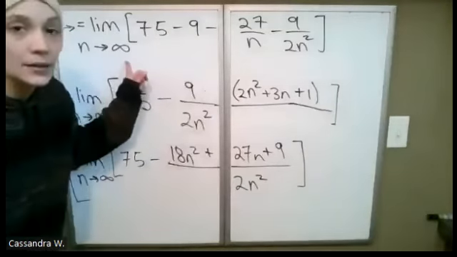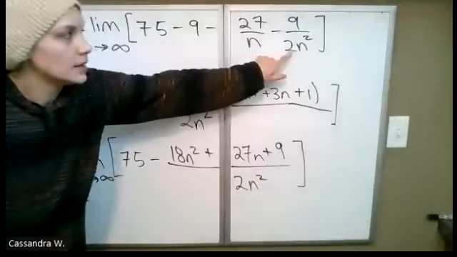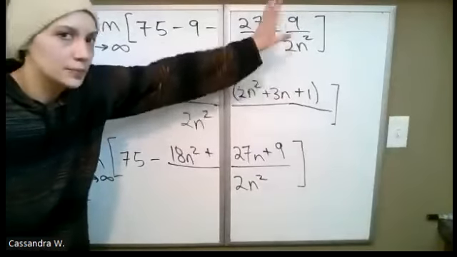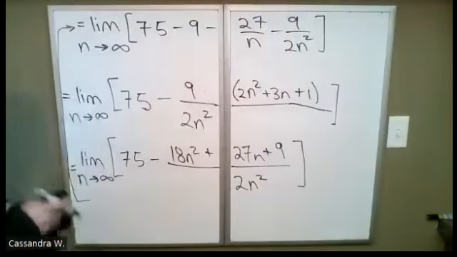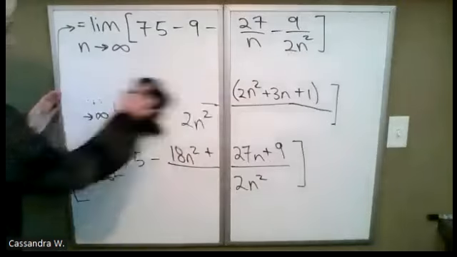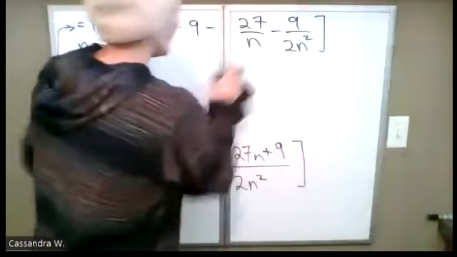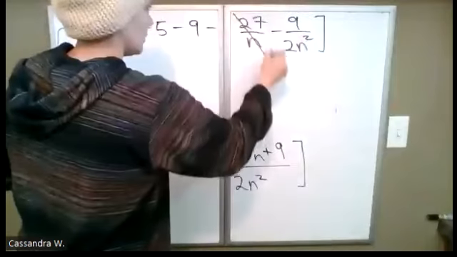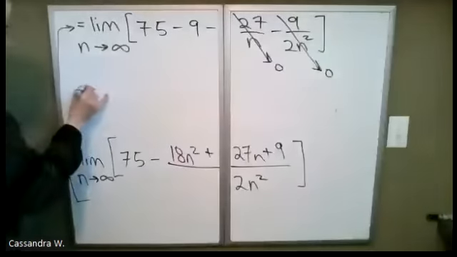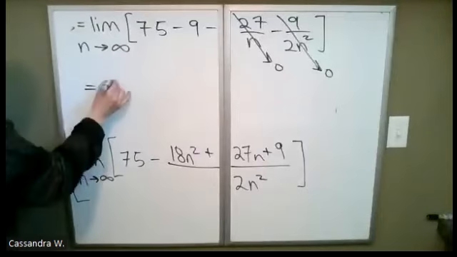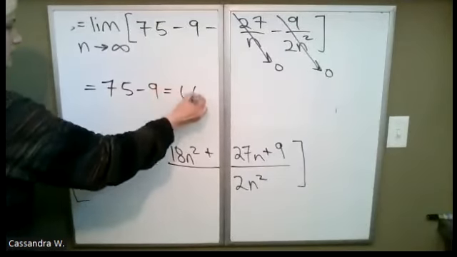Okay, so as n goes to infinity, this value goes to 0. Same here. This n in the denominator will make this whole value go to 0, and we'll end up with 75 minus 9, a 66.